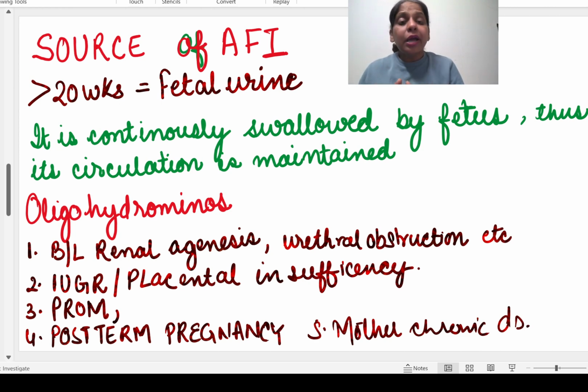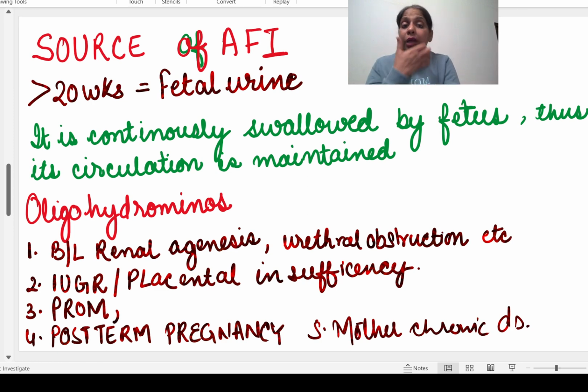Translating it into English, a lot of YouTube videos say that the fluid around the fetus is nothing but the fetal urine, and the fetus drinks its own urine in the intrauterine life. And yes, both of these things are 100% correct. After 20 weeks, the major part of the amniotic fluid is nothing but the fetal urine, and the fetus continuously swallows its urine, and thus the circulation of amniotic fluid is maintained.